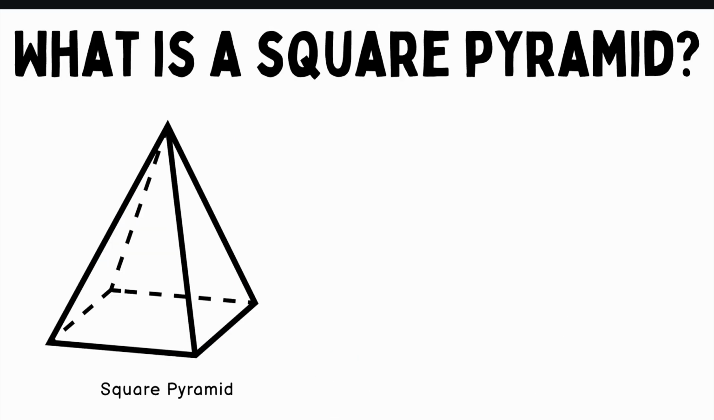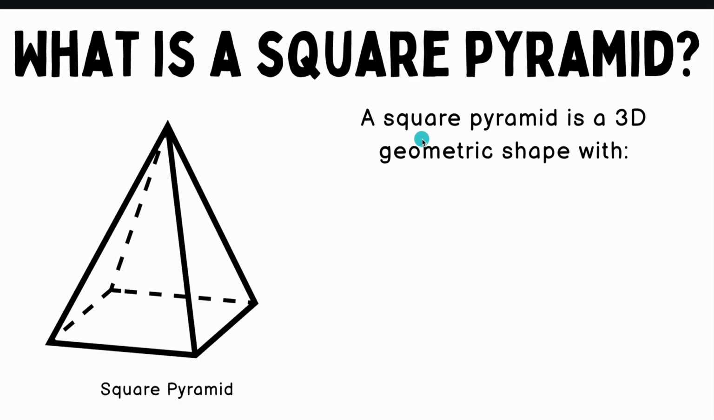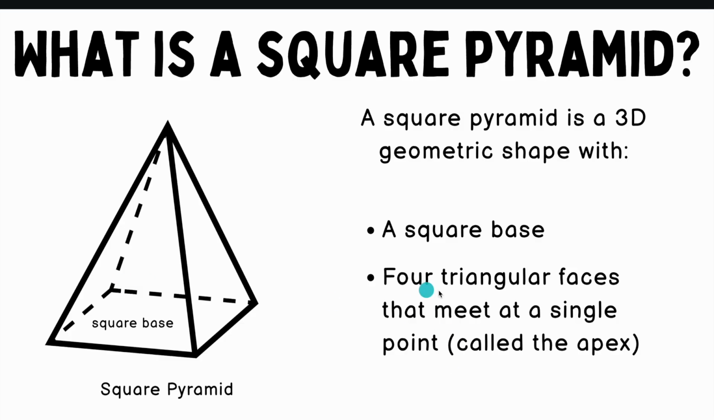What is a square pyramid? Here we have a square pyramid. A square pyramid is a three-dimensional geometric shape with a square base. Here we have the square base, which means all of these sides are the same length. And we have four triangular faces that meet at a single point called the apex.